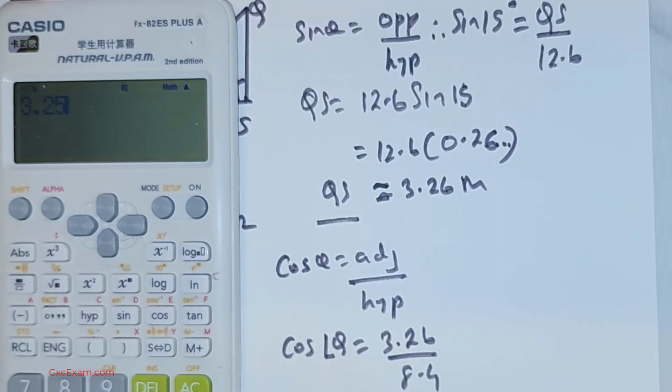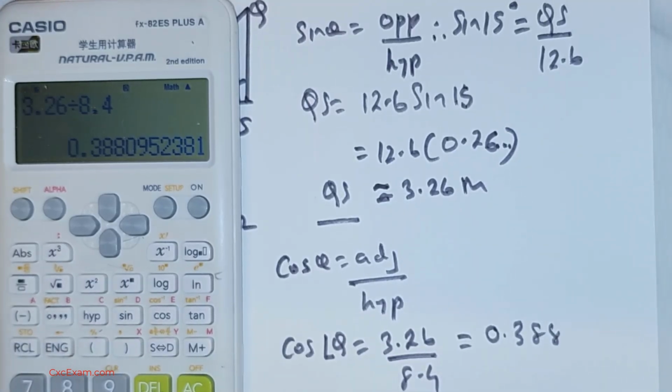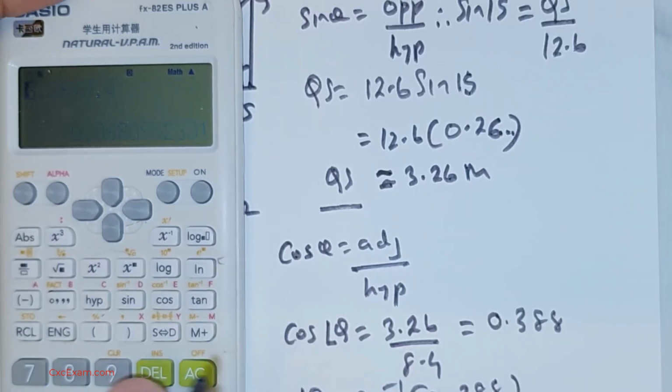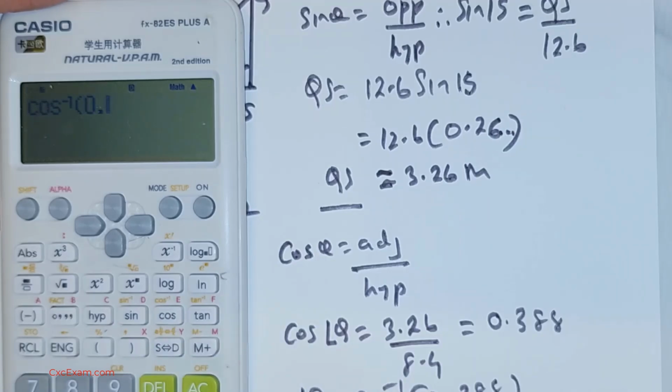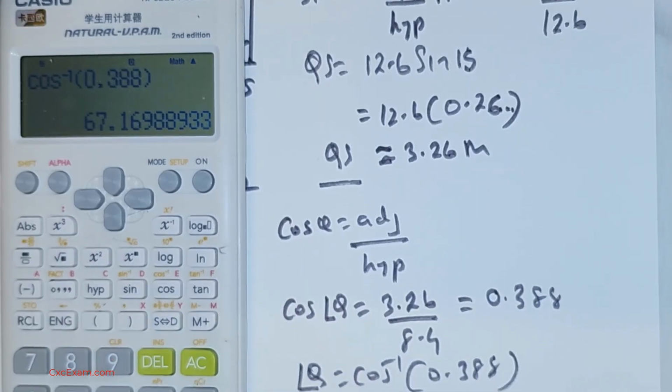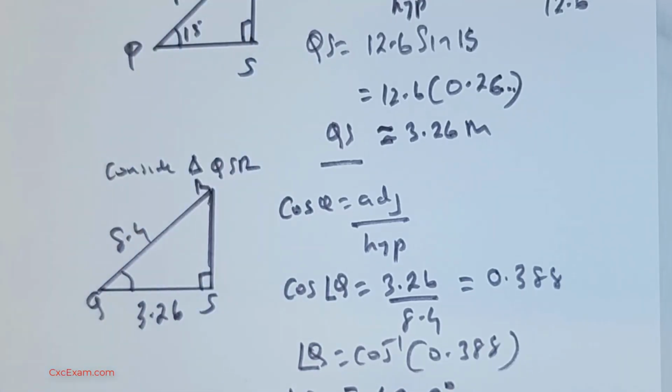So 3.26 divided by 8.4, that is 0.388. So angle at Q is cos inverse of 0.388. So you press shift and cos inverse of 0.388. That is giving you a value of 67 degrees. Okay, 67.16. So I'm going to take it as 67.2 degrees. So this is the angle at Q.